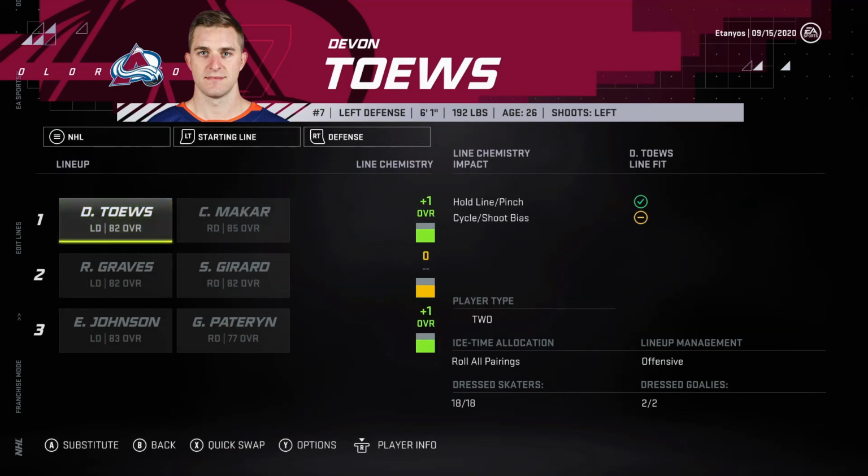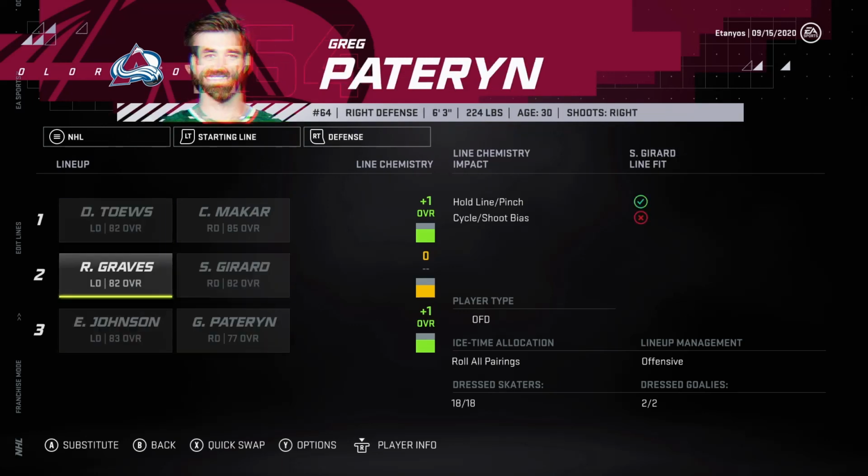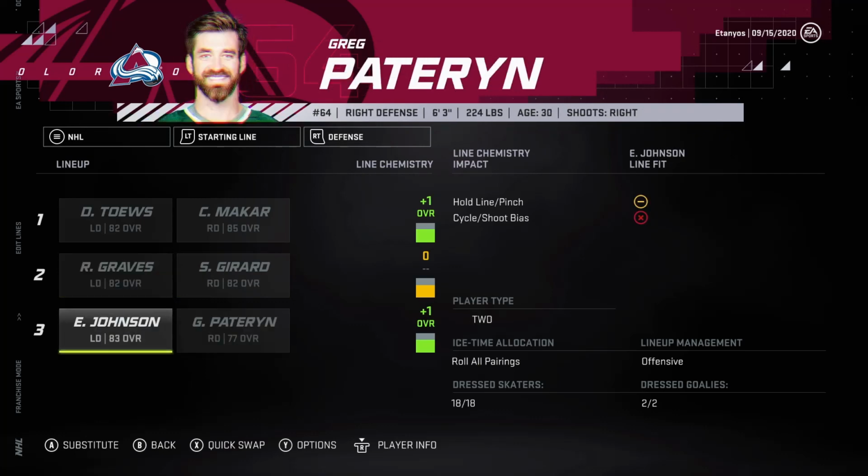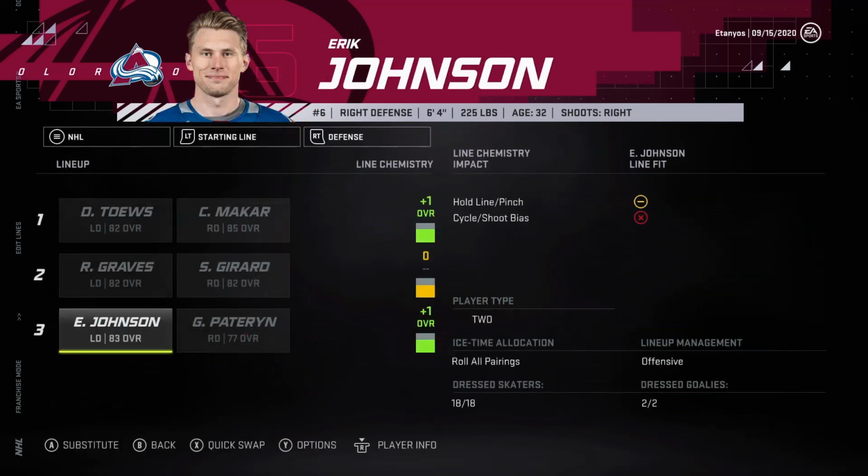And I do like to keep at least one two-way defenseman, if not two two-way defensemen, in my top 6. So there's probably room for him, but we will see as we continue on here. So the players are all set.